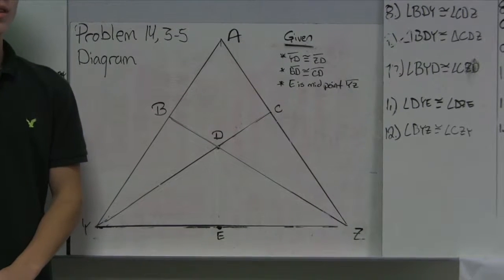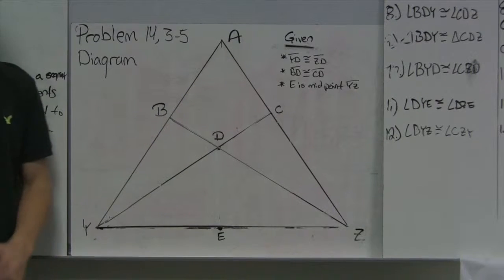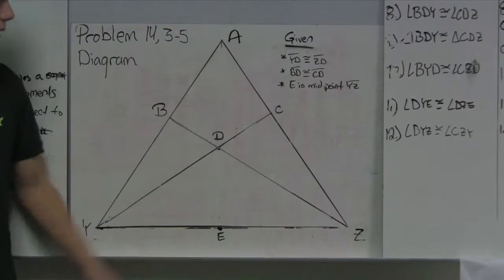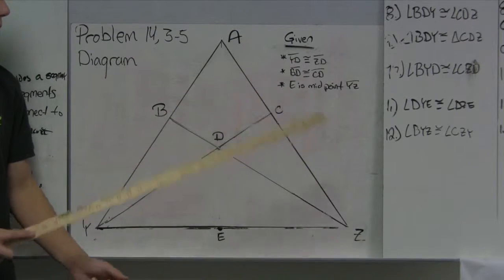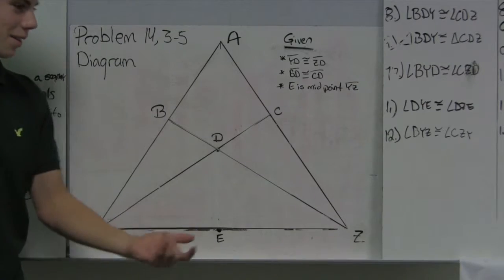This is problem 14 from section 3-5. So to begin a problem, it's often a good idea to take the diagram and fill in the givens on the diagram. So you can start by YD is congruent to ZD, so YD is congruent to DZ.